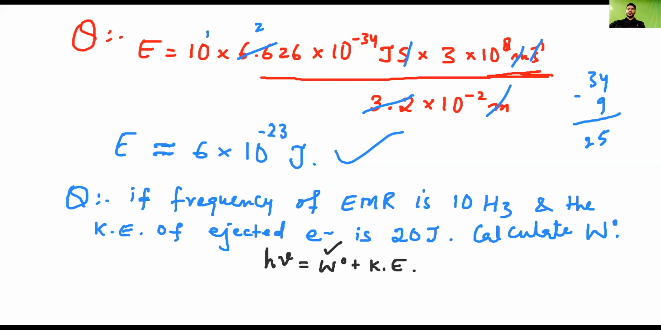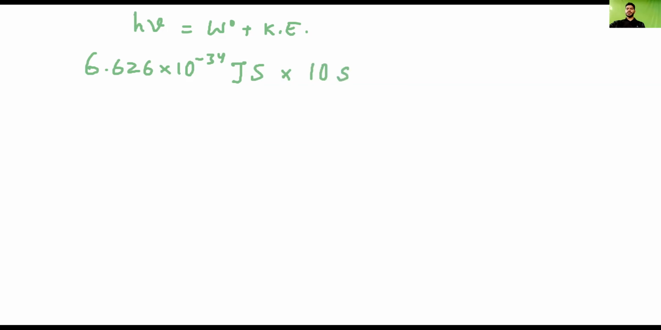So have you noted down this? Shall I move to the next page? Yes, sir. Okay, so see here, we are given the frequency. So first, let us write h nu is equal to work function, that is W naught, plus kinetic energy. Here h is the Planck's constant, that is 6.626 into 10 to the power minus 34 joule second, right? And then nu is given to you. How much is the frequency given? That is 10 hertz. In place of hertz, you can write per second.